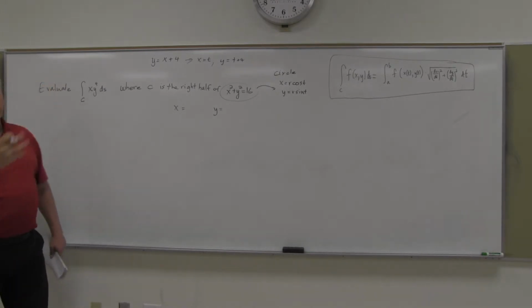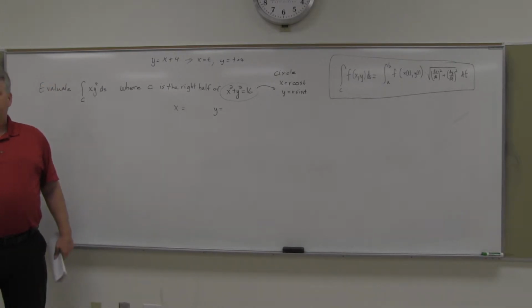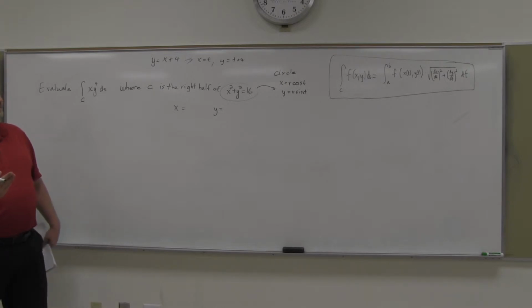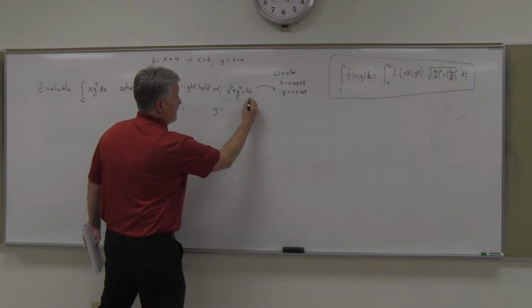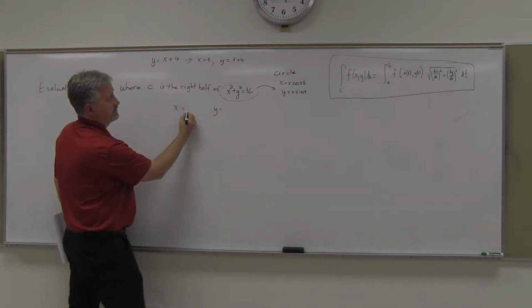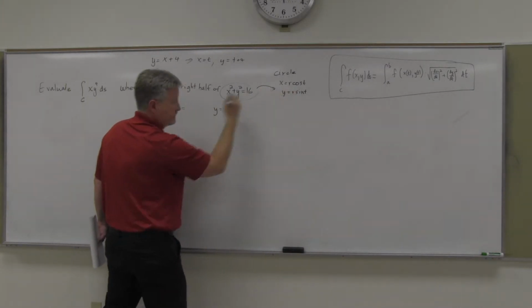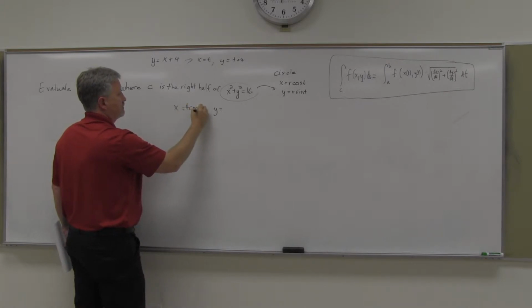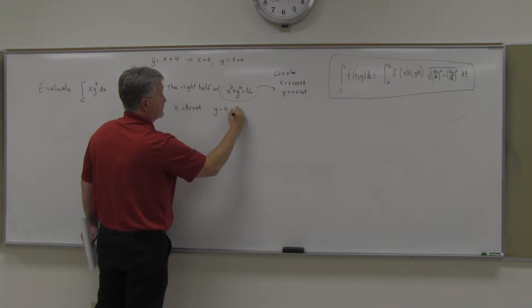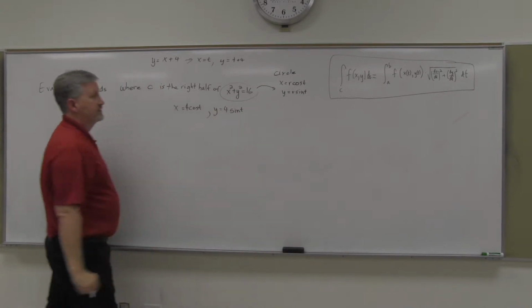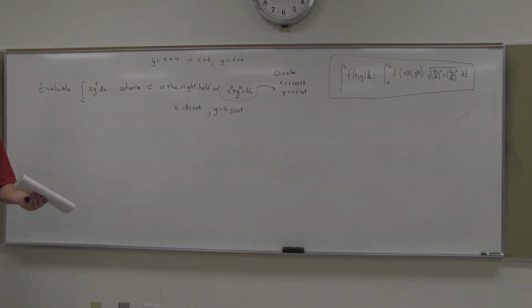Now we'll deal with being the right half in a second. So you see, in this case, our r is 4, right? So what would x be? 4 cosine t. And then y is 4 sine t. And so that's, for a circle, a way you can parameterize it. We've probably done that, but it's been a while.